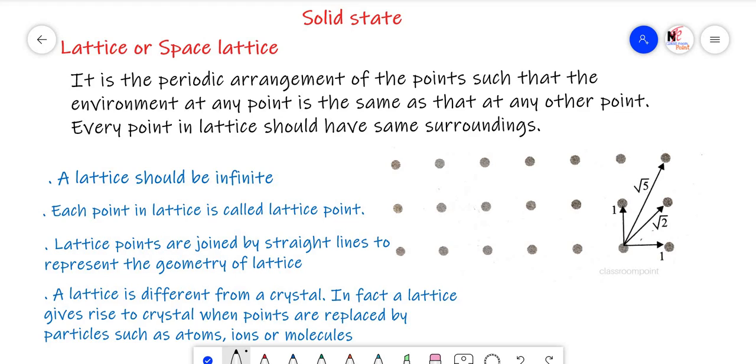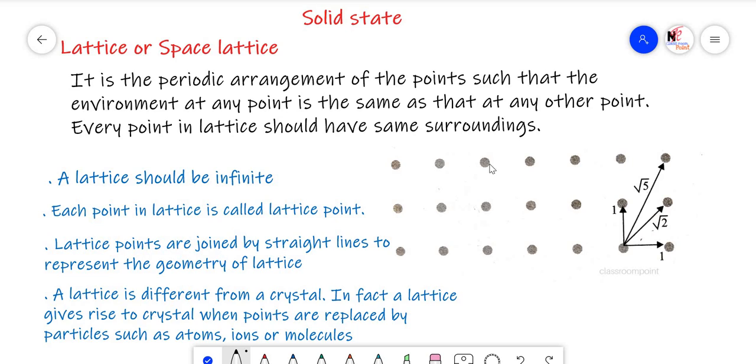Hello students, in today's session we shall discuss the lattice or space lattice in solid state lesson. Lattice or space lattice is nothing but the periodic arrangement of points. You just keep the points in a periodic arrangement. The environment around each point must be the same.